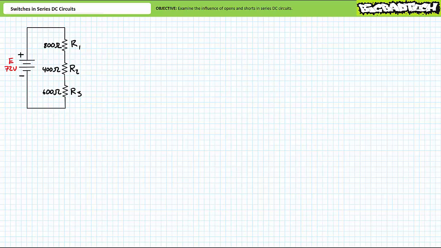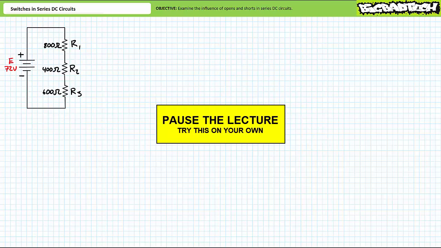As an exercise to the viewer, I invite you to solve for the voltage drop across, the current through, and the power dissipated by each individual element in this system. Additionally, solve for source current and total power. Use whatever techniques you wish. My only request is that you get the correct results the first time in the shortest time possible. By all means, pause the lecture and try this on your own.